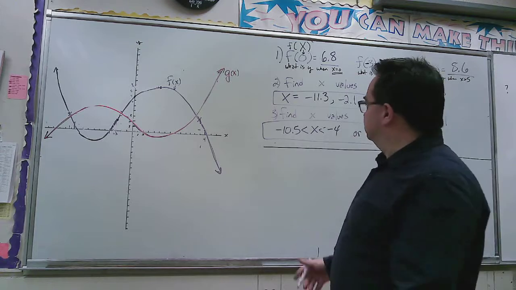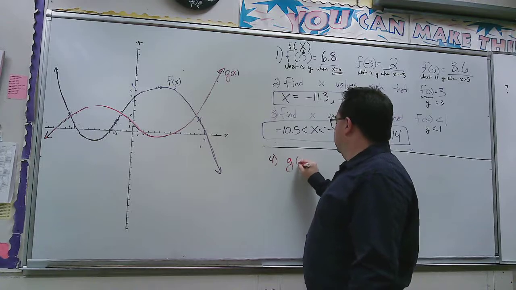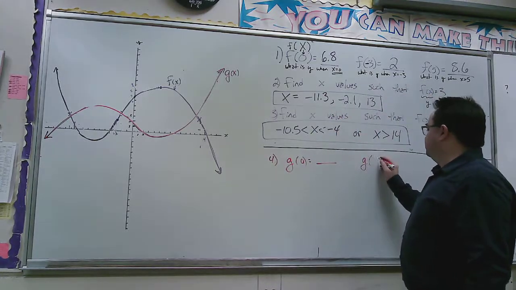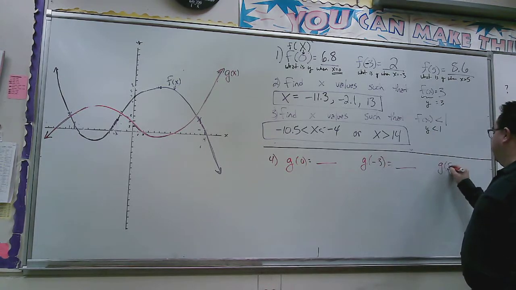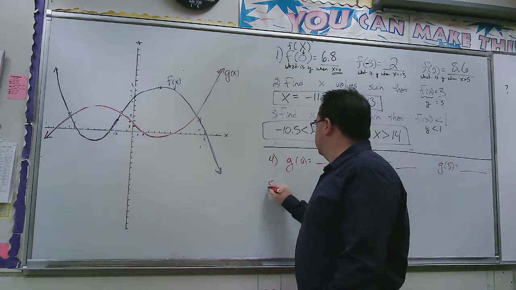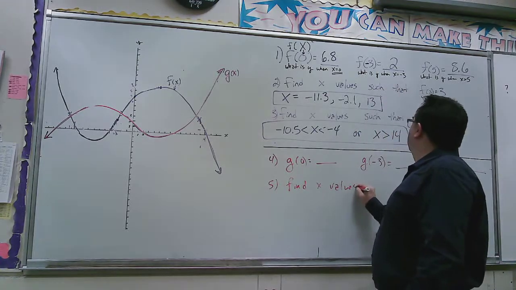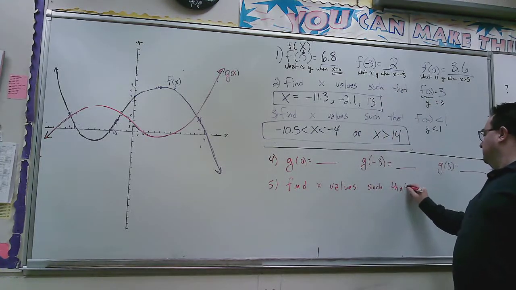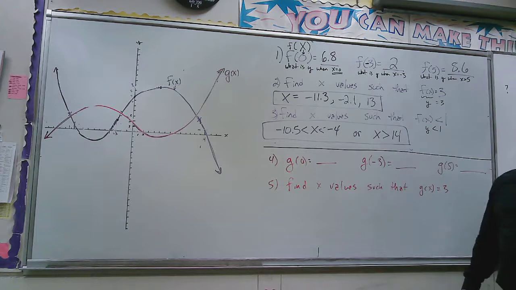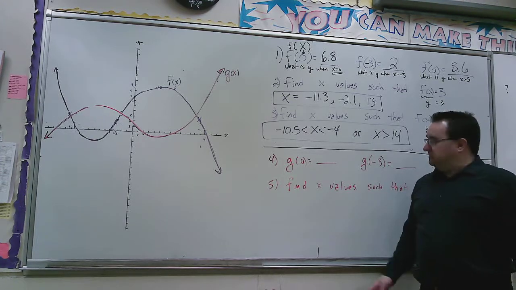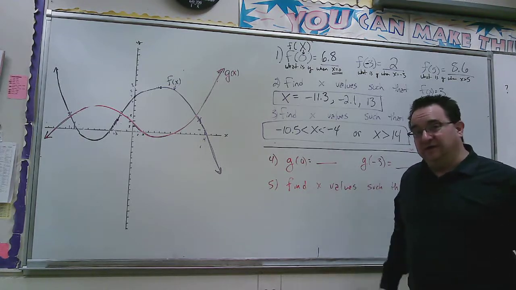What if I start asking you stuff like this? Number 4. What's g of 0? What's g of minus 3? What's g of 5? Find the x values such that g of x is equal to 3. Well, now what do I do? See, I'm thinking the same thoughts. See, this is for the same x value. That hasn't changed. But the curve I'm looking at has changed.